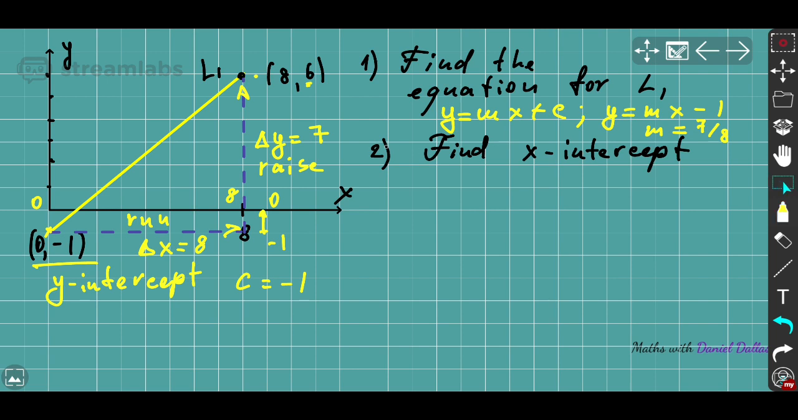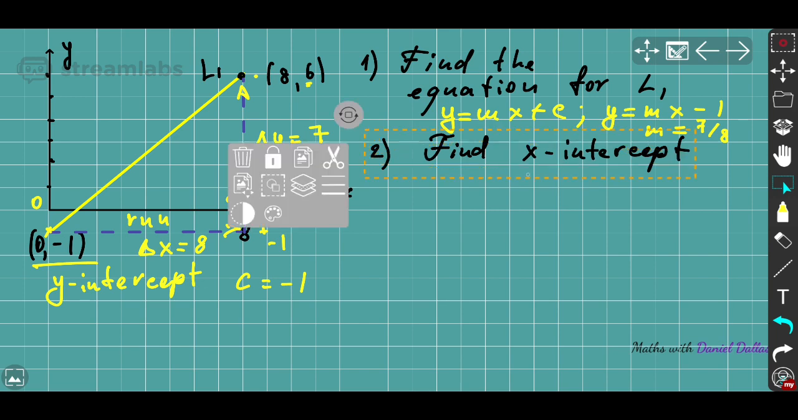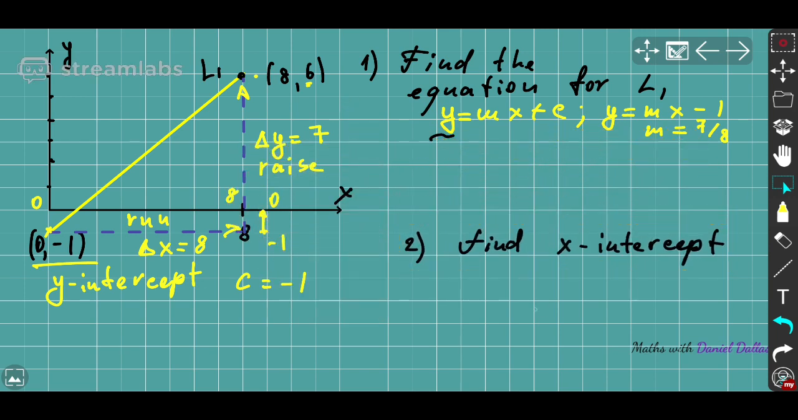So your final equation is 7 over 8 x minus 1, because your gradient is 7 over 8. That's your final equation.